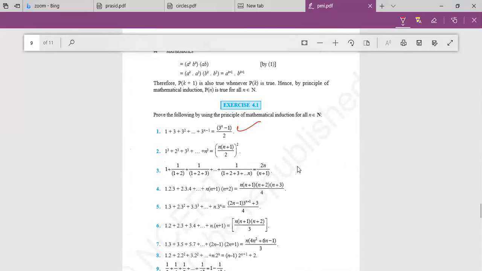Start with this. 1 plus 3 plus 3 square plus so on, 3 power n minus 1, is equal to 3 power n minus 1 by 2. This is the question, right?